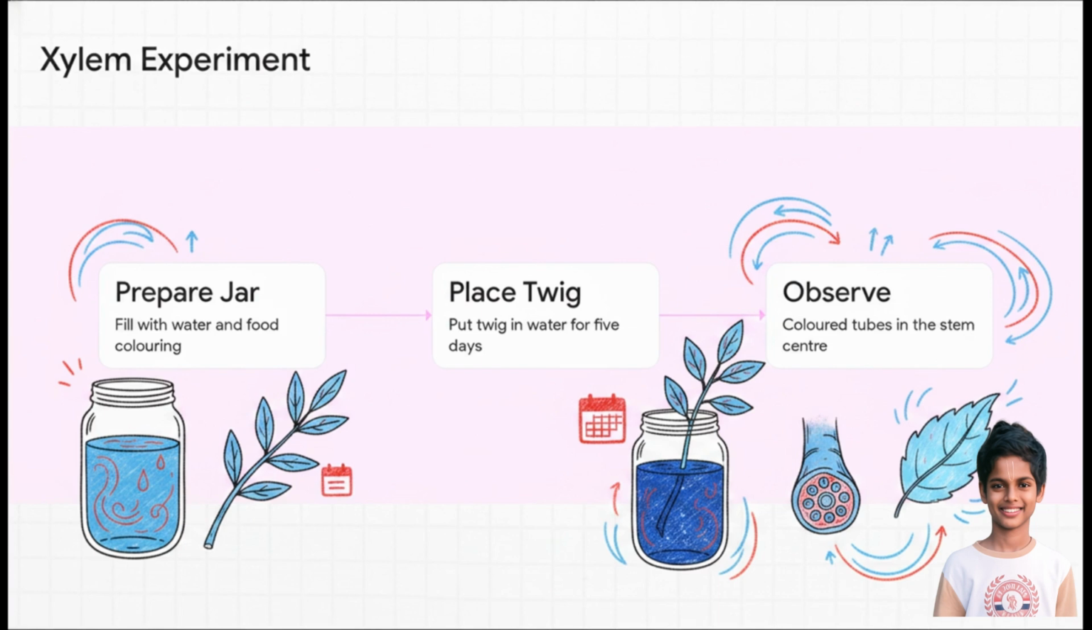And if you slice the stem open and look at the cross-section, you'll literally see red or blue colored tubes right in the center. That colored area? That is the xylem, proving beyond a shadow of a doubt that it is the pipeline transporting water upwards.